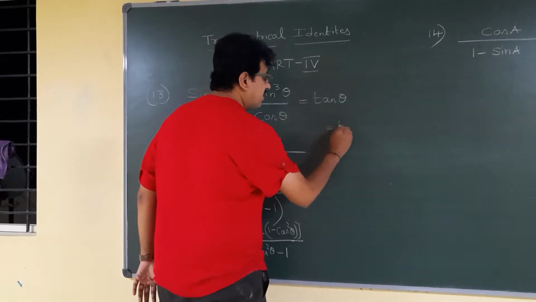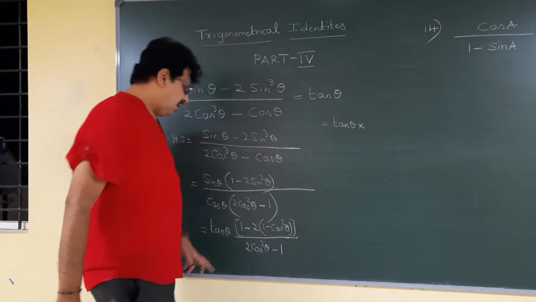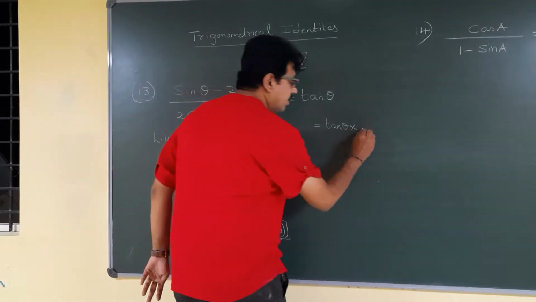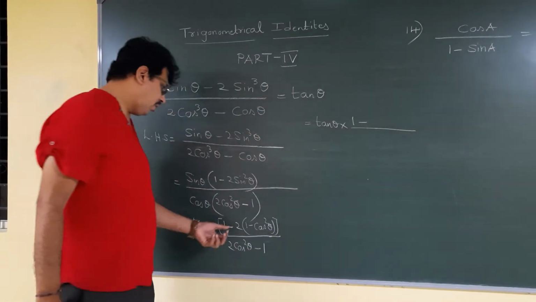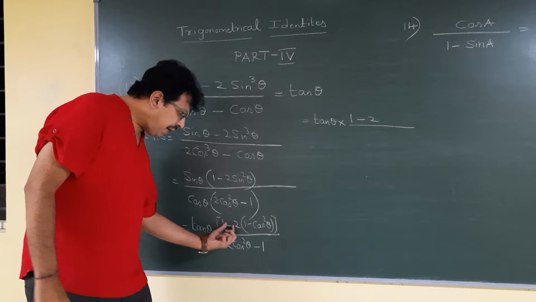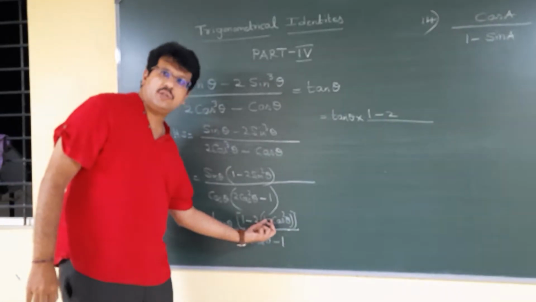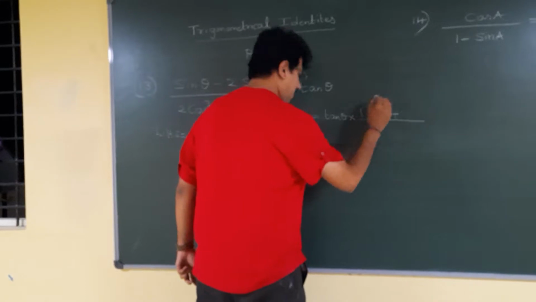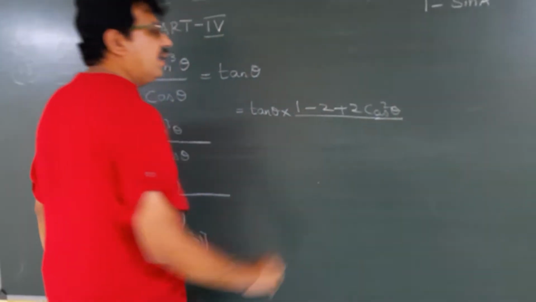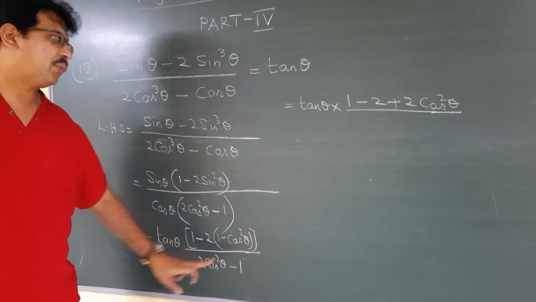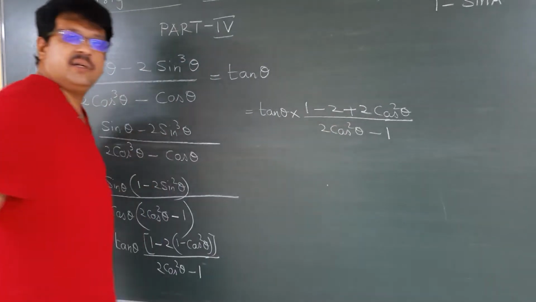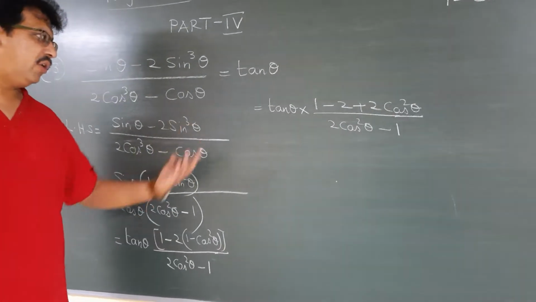Next step is tan theta as it is, into. Now in the numerator we have to open the bracket. That is, 1 we'll write as it is. 1 minus, because minus is already there, 2 into 1 is minus 2. So minus into minus, you have to be very careful with this, children, is plus 2 cos square theta, divided by 2 cos square theta minus 1. We have written the denominator as it is; we have not changed the denominator.